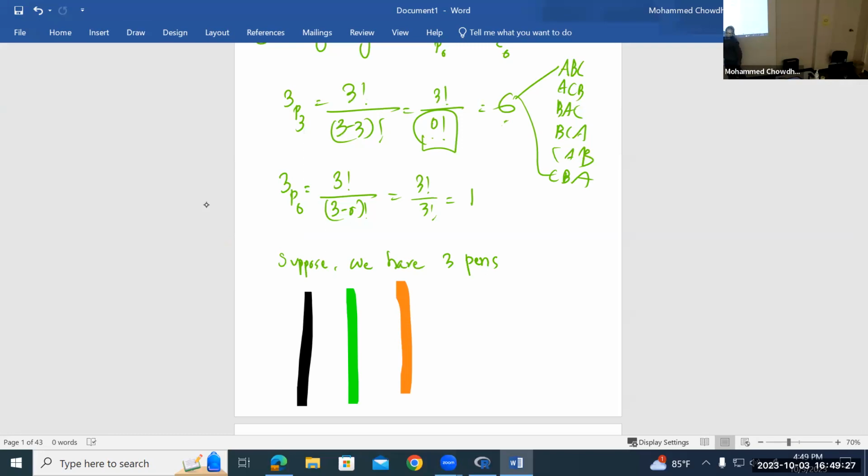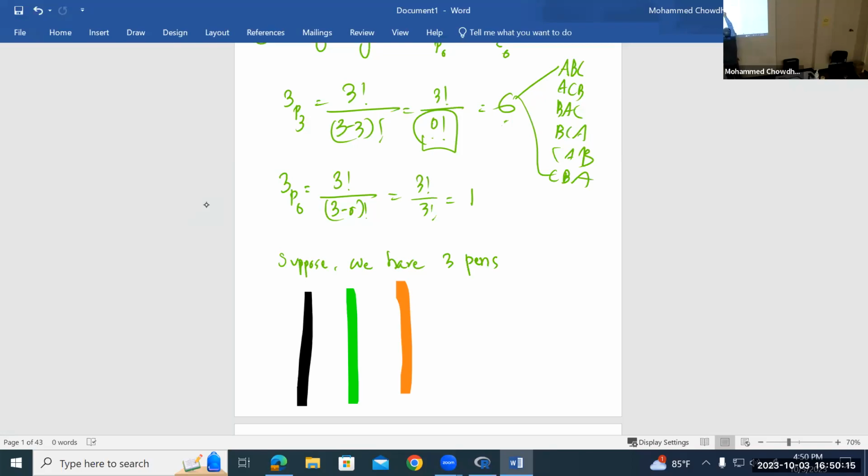3 choose 0. 3 choose 0 means what? 1, right? If I do not move these pens, if we do not do anything with these pens, they can stand forever in this format, where black is always in the front, green in the middle, orange in the last. So this is the only one format these 3 pens can stand in, if we do not move them, shift them, arrange them, or touch them. That means 3 permute 0 means only one.